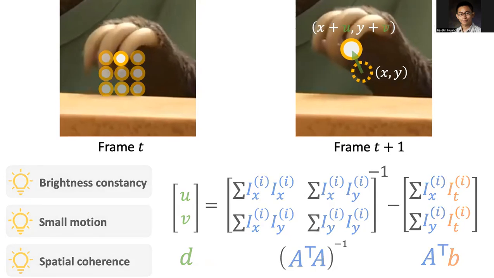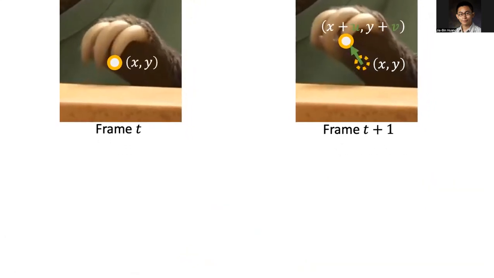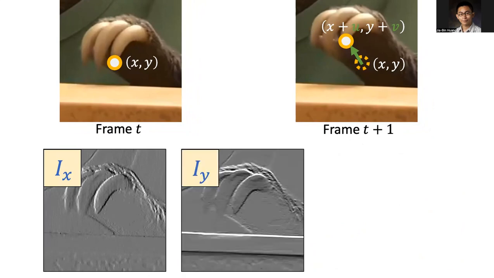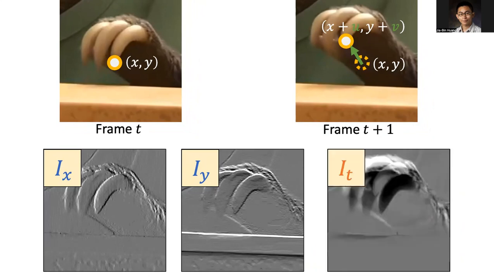So what does the algorithm look like? You have this x, y, and similarly, you take this frame and compute the x gradient. You apply a gradient filter to all the locations. You have an x gradient, a y gradient like this, and a t gradient, which is the difference between these two frames, and you get this. So now you have Ix, Iy, and It. So what's the next step?